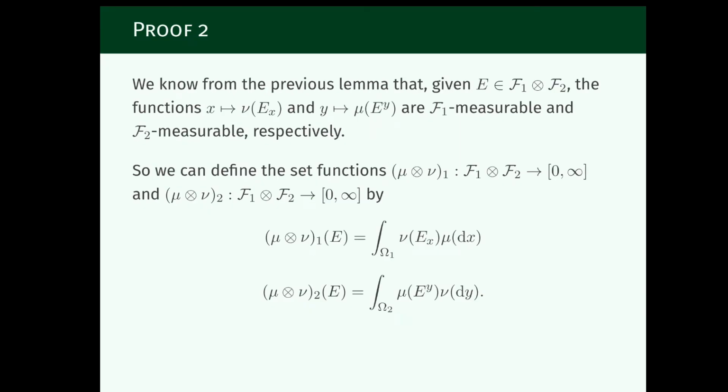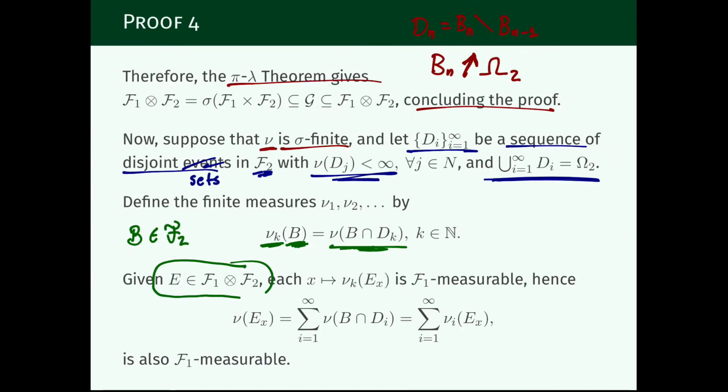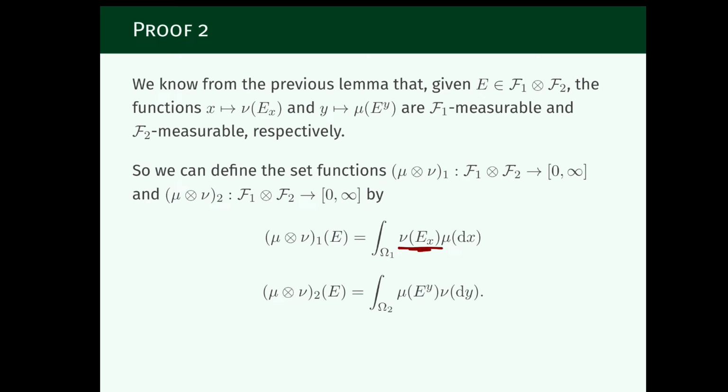So the first question we should ask is, can we integrate this? The answer is yes, we can integrate this because this as a function of x is measurable. This is what the lemma at the beginning of this video lecture was saying, that this function here is measurable. So it can be integrated because it's measurable and non-negative. Okay, we define this function, and let's call this function mu cross nu sub index 1.